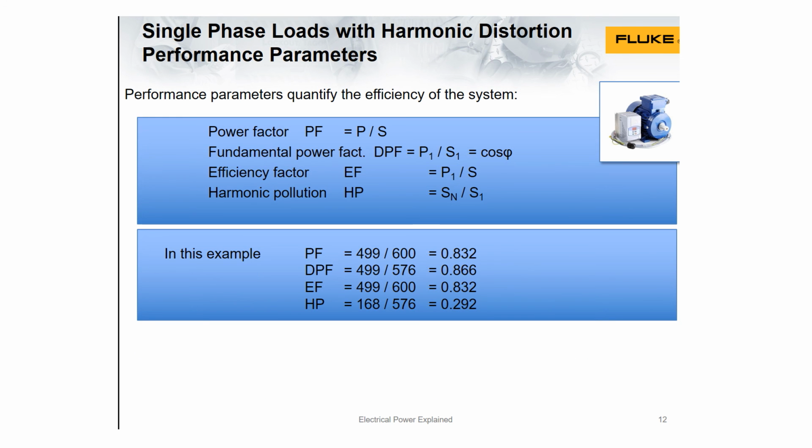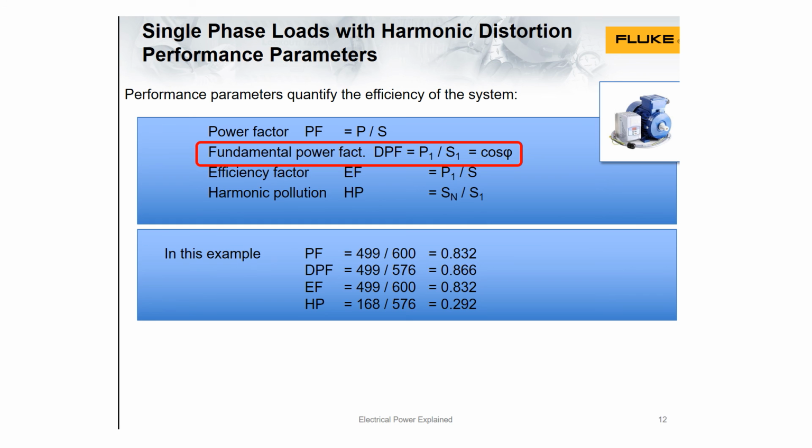Harmonic distortion, performance parameters. Performance parameters represent the efficiency of the system. There are several different parameters depending on exactly what you want to measure in the circuit. The power factor is the total active power divided by the total apparent power, useful because it shows what the system is providing. The closer to 1, the more efficient is your system. Similarly, the fundamental power factor, often called the displacement power factor in the US, is the fundamental active power divided by the fundamental apparent power.